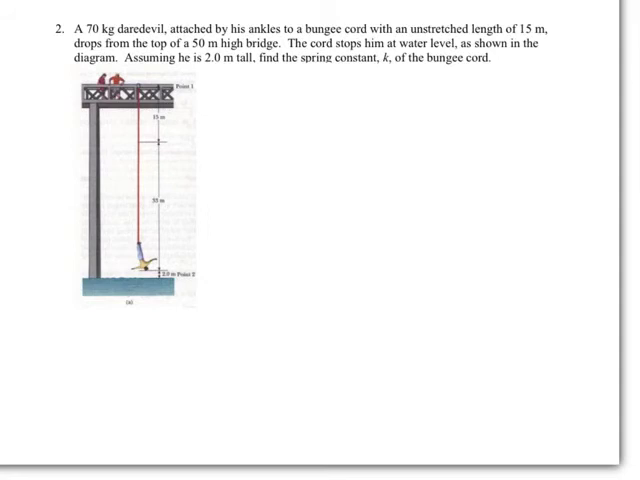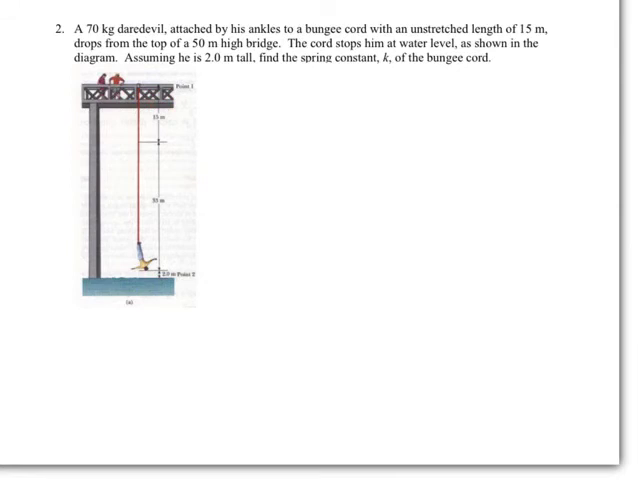So the cord stops him at water level as shown in the diagram. Assuming that he is 2 meters tall, find the spring constant of the bungee cord. Class, keep in mind that this diagram doesn't really accurately depict what's actually happening. Keep in mind it's not a scale diagram.